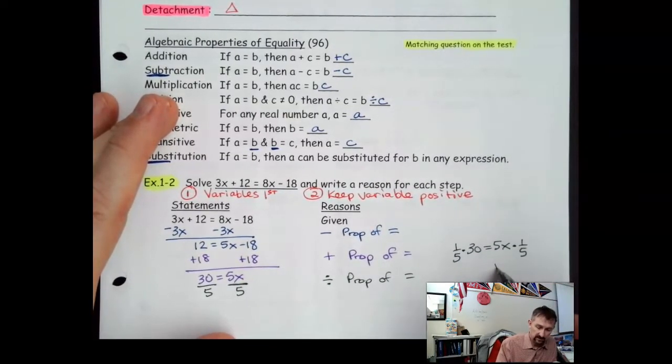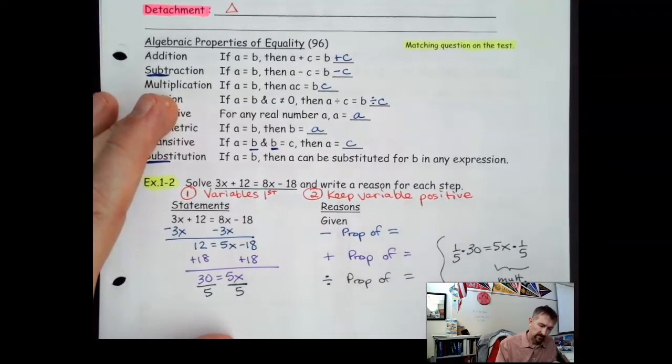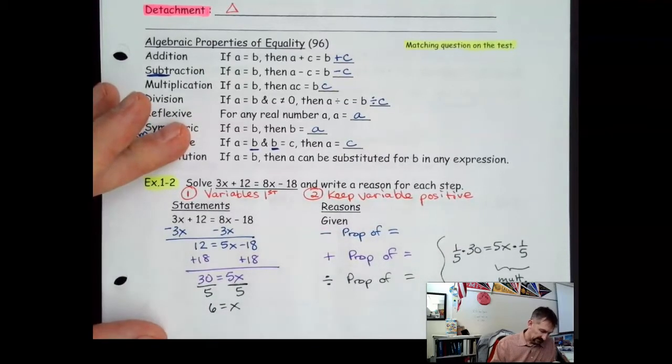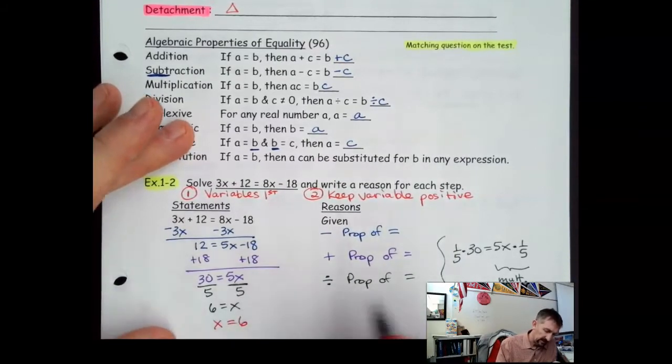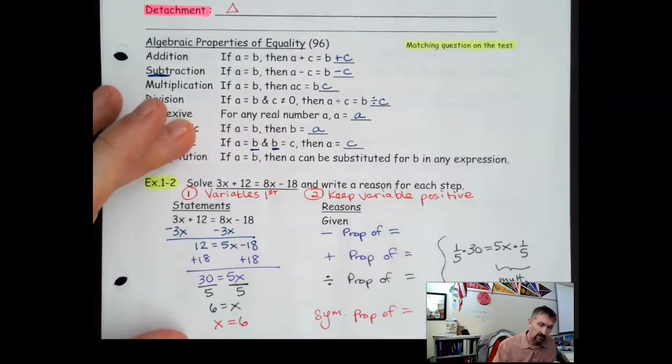which you could call multiplication, or you could say the multiplicative inverse. But you don't have to do that. All right, so that is 6 equals x. And then we could say one more thing. A lot of teachers like the variable on the left, so we could flop that over. And that would be the symmetric property of equality.